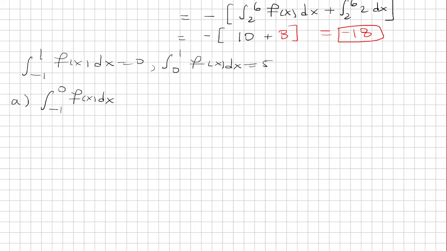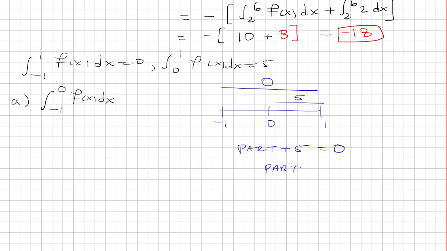So a good way to look at this problem is using a number line. If the area from -1 to 1, this whole thing, is 0, and 0 to 1 is 5, how much does -1 to 0 have to be? So this is like part plus part equals whole. It's like part plus 5 equals whole, which is 0. That means the part has to be -5. Right? -5 plus 5 gives me the whole thing, which is 0. So this thing has to be -5.